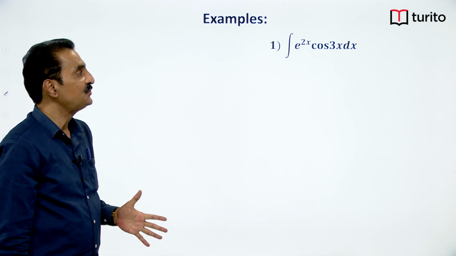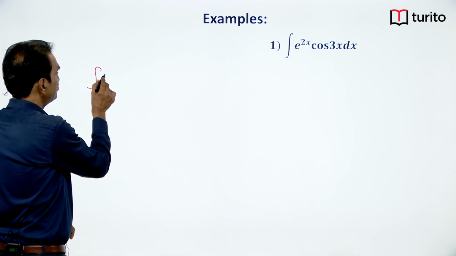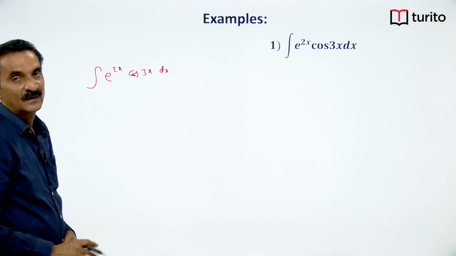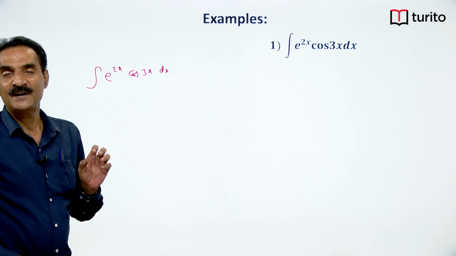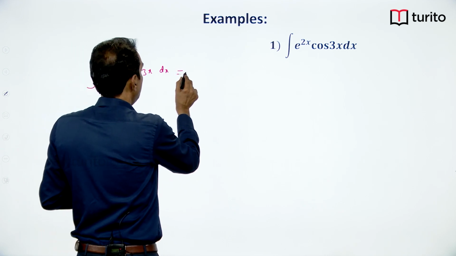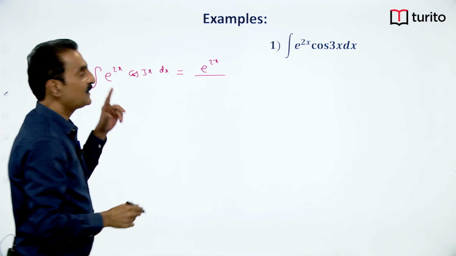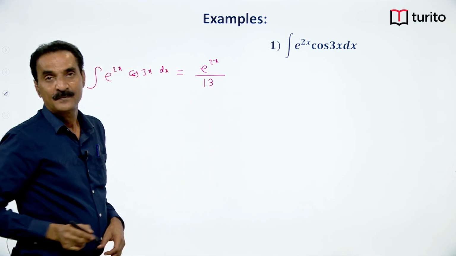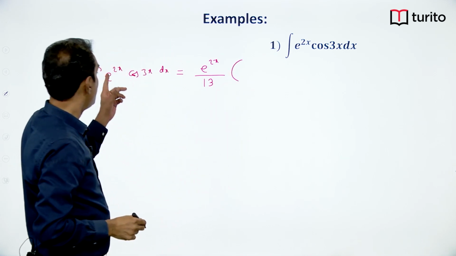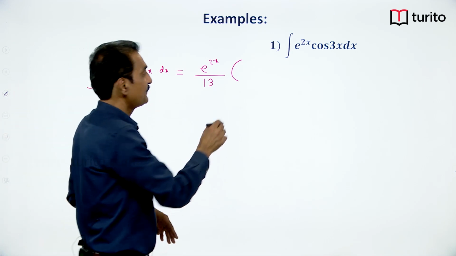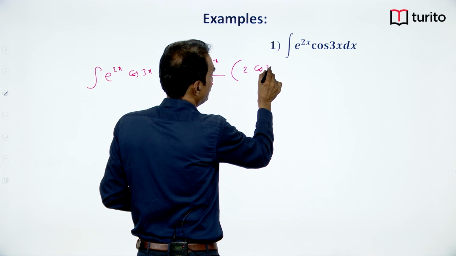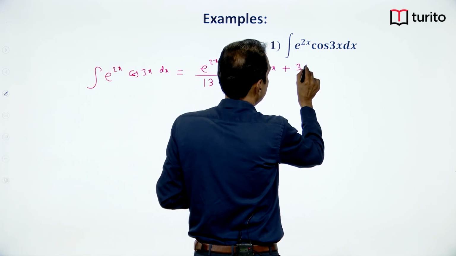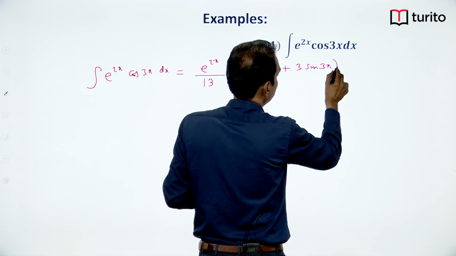Integral e^(2x) into cos 3x. It is directly in the form of e^(ax) into cos(bx+c). So, e^(ax)/(a²+b²), 2² plus 3², how much? 13, into a cos(bx+c), that is 2 cos 3x, plus b sin(bx+c), b is 3, so 3 sin 3x, plus c.